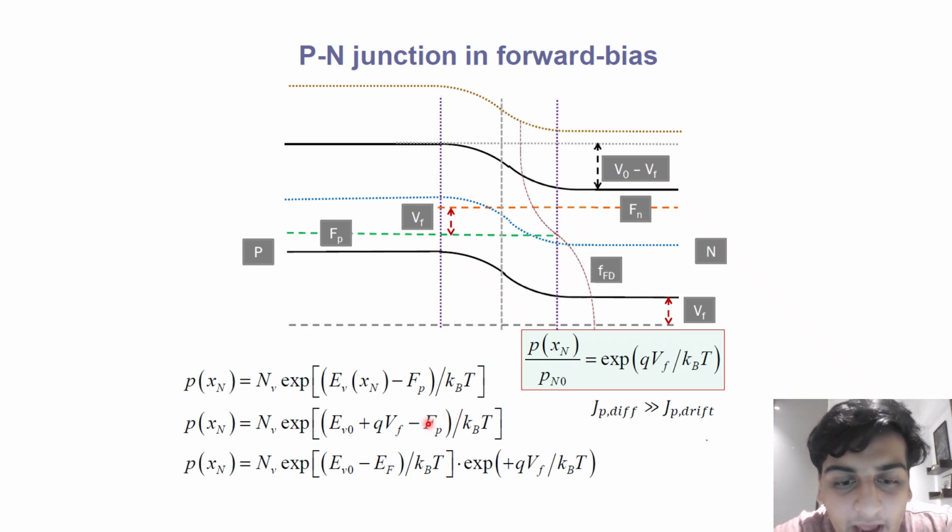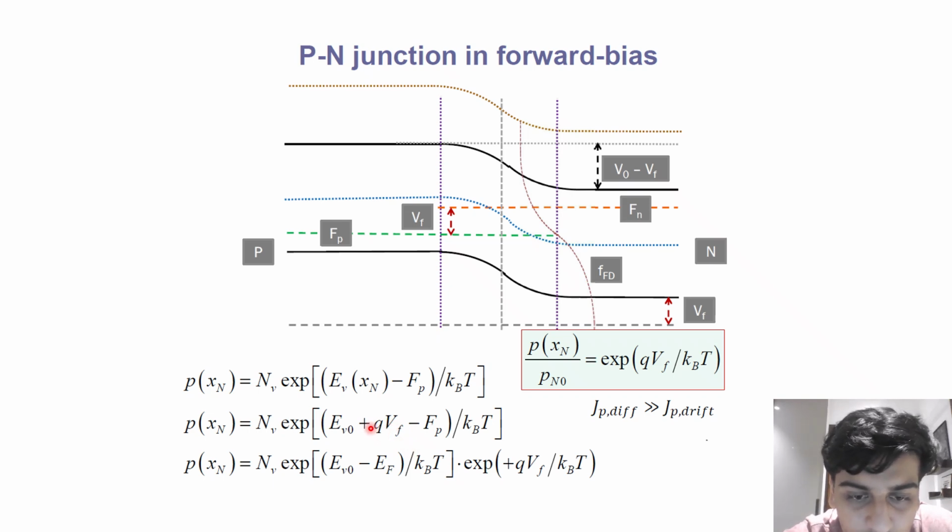In which case your FP can simply be replaced by EF over here, and if you view it in that sense, then this is not a typo. Your FP can be replaced by VF, and your EV is just EV naught, your original valence band, plus QVF, because it got raised by this value VF. And since FP and the original Fermi level are the same, you can take this QVF outside the exponential and get this term.